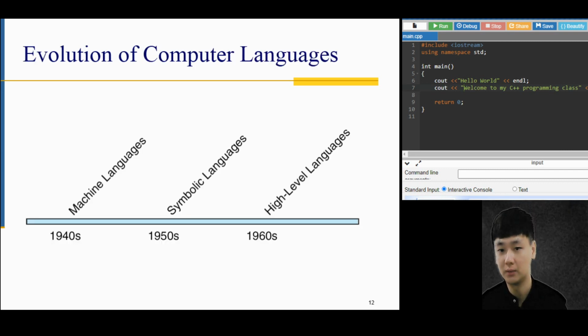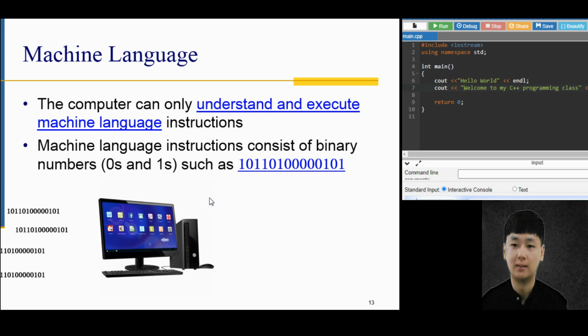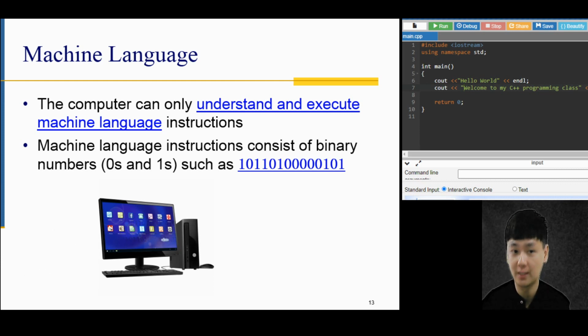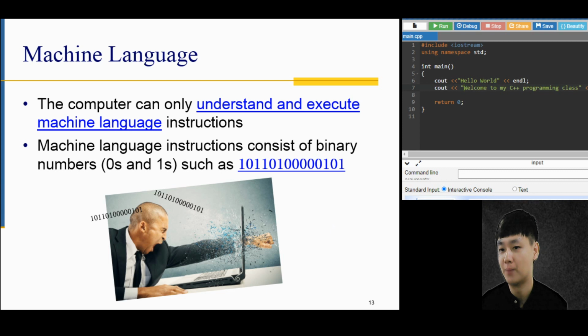In 1940, machine language was developed and used. Technically speaking, at that moment, this was the only language that a computer could understand. Machine language is instructions that consist of binary numbers such as 011001. Bear in mind, a computer can understand only machine language, which is 0 and 1. However, these binary notations are quite difficult for humans to understand and learn.